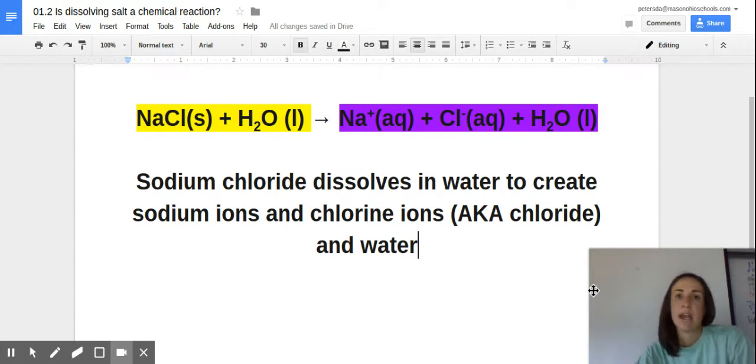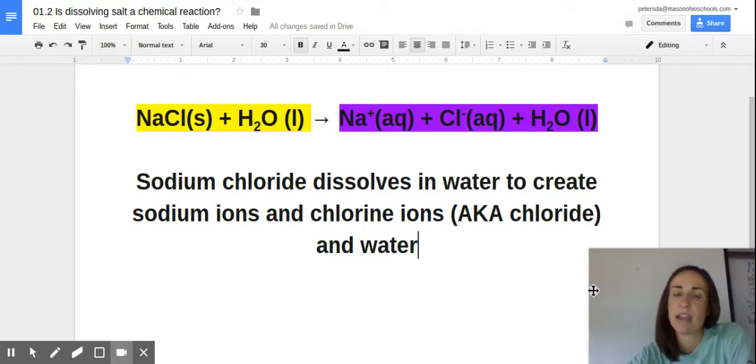We don't see the things that we typically see, like a temperature change necessarily. We don't have bubbles, we don't have a gas being produced, we don't have a change in pH, all that kind of stuff. You might have said that. However, based on the chemical formula, it actually is a chemical reaction, and I'm going to prove that to you right here.